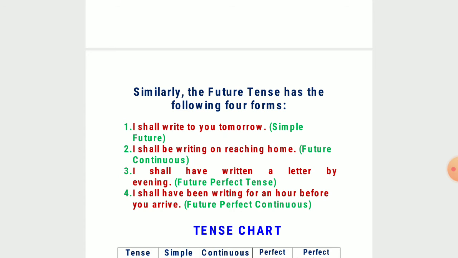And one more example is there. I shall have been writing for an hour before you arrive. This is an example of future perfect continuous tense.